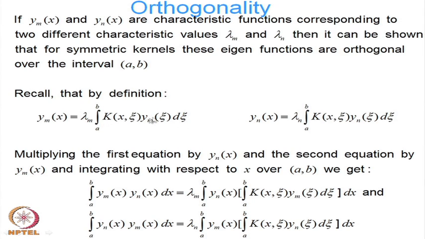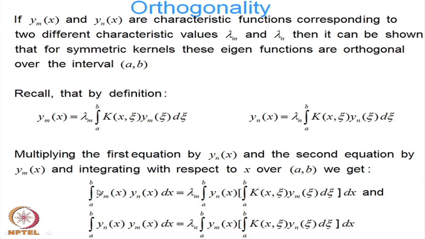ym and lambda m satisfy this equation, while yn and lambda n satisfy this equation. So, we multiply the first equation by yn of x, that is with this eigenfunction, and then again integrate it over a to b. And similarly, we multiply this second equation with ym of x and integrate it over a to b. So, what do I get?